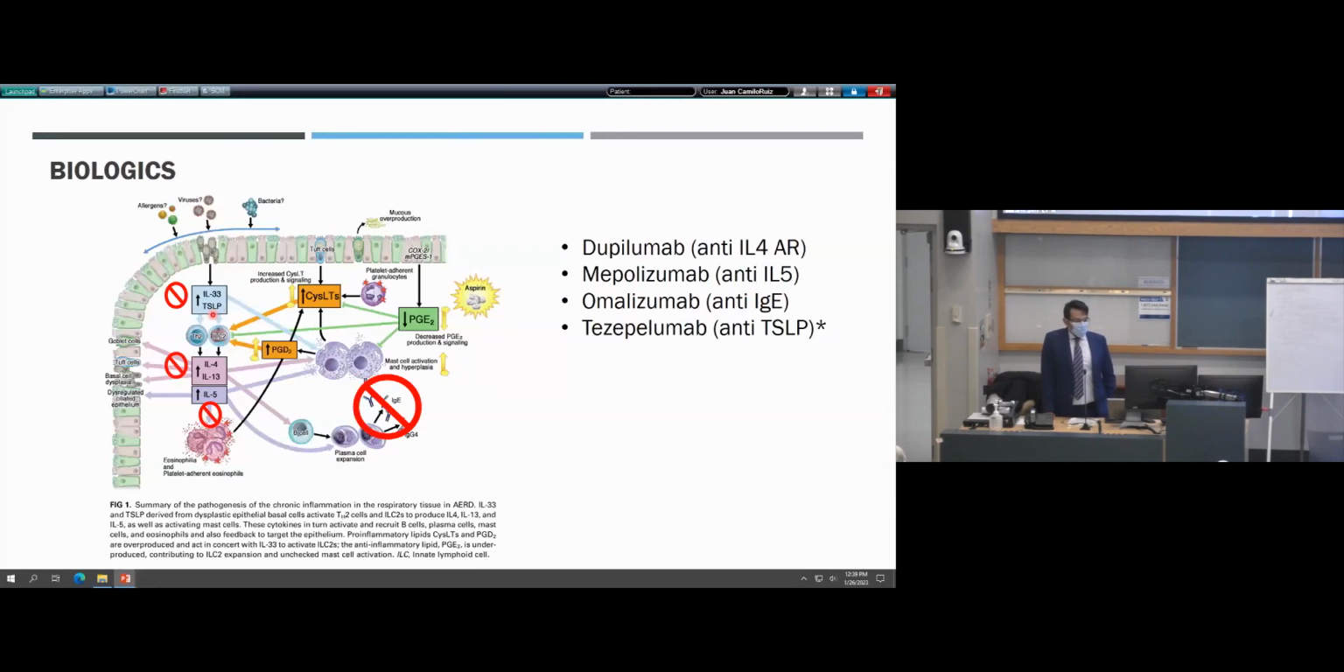Now, the new biologic on the block is tezepelumab, which works on TSLP. But the studies are ongoing for nasal polyposis, so we don't know if it will be approved for that. We know it works in asthma. We just don't know if it helps with polyps.